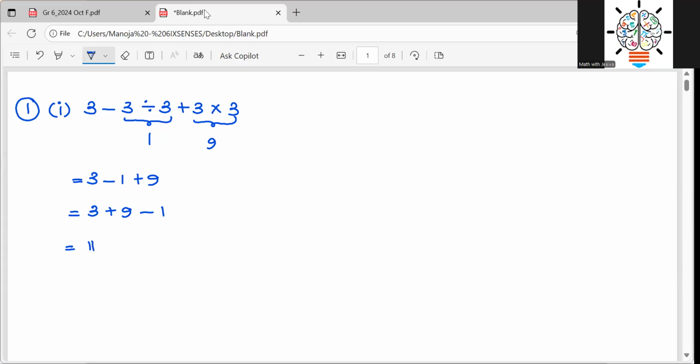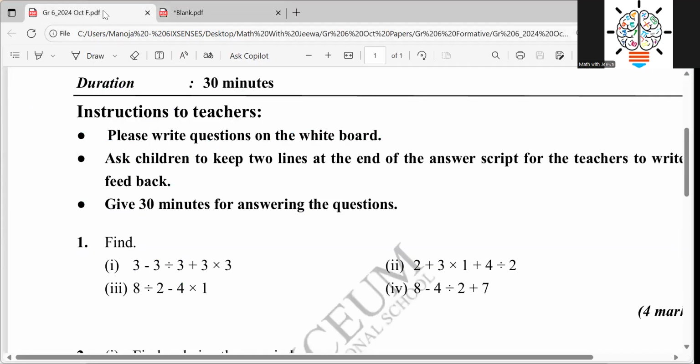Okay. So then Roman number 2. But before moving to Roman number 2, I just want to double check whether I have done it correctly. First, I want to deal with the division. Yes, that is done. Then I do the multiplication. It is 9. And 3 minus 1, it is 2. 2 plus 9, 11. Yes, that is correct. So we will move to the next one.